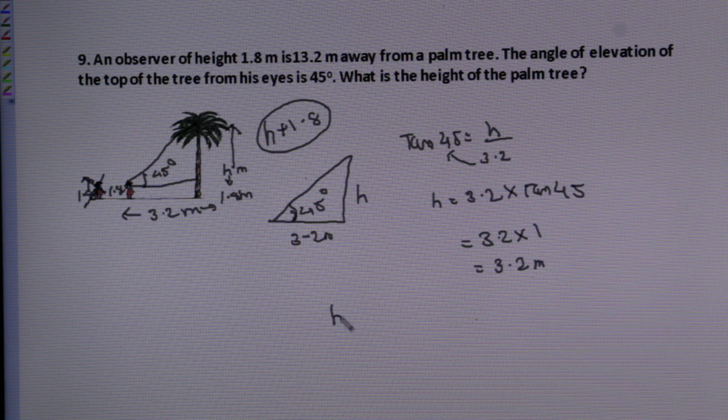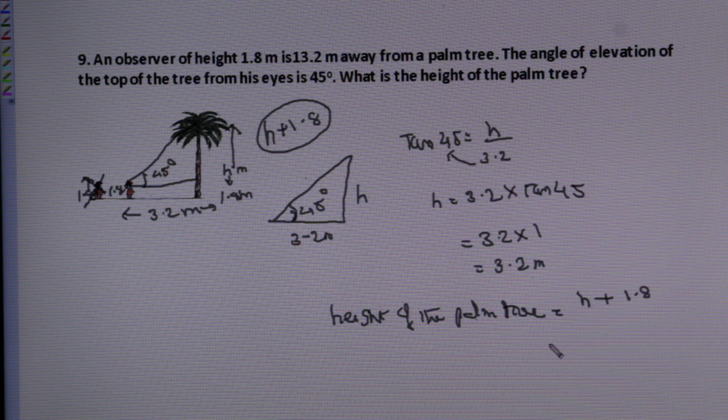Height of the palm tree is equal to h plus 1.8. 3.2 plus 1.8, that is 5 meters is the height of the palm tree.